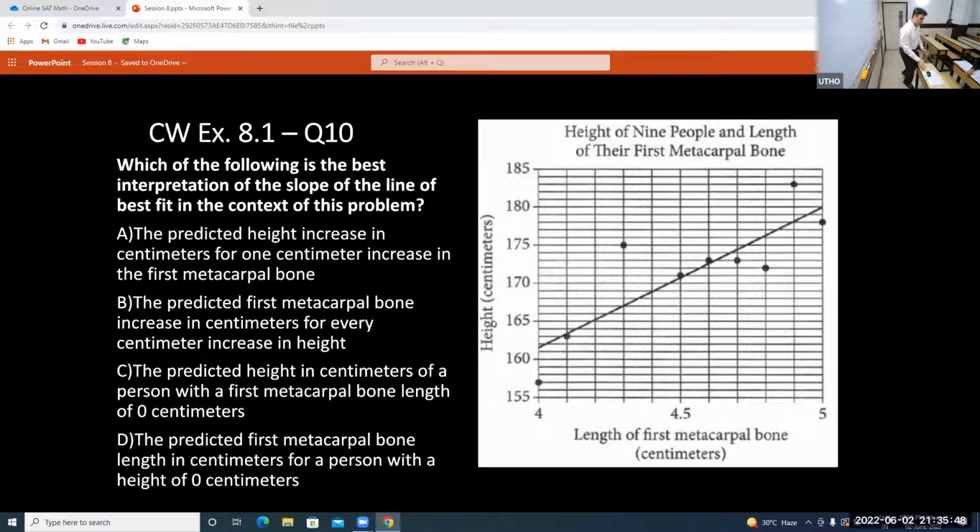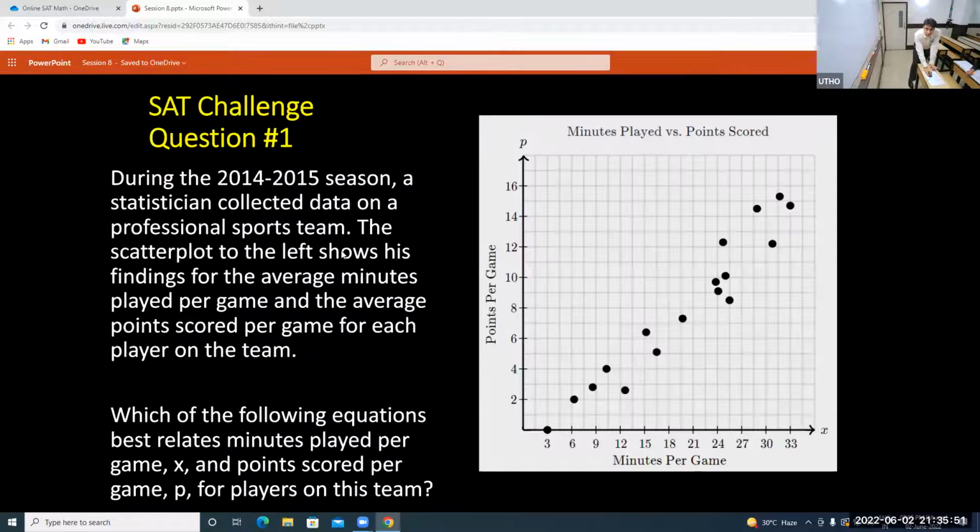Now we solve a problem जो कि आपकी बुक में नहीं है. This is one of the problems which comes from Khan Academy. Khan Academy challenge problem 1. I give you 1.5 minutes. Options आएंगे, आप पहले पढ़ लो, then options will also come. Minutes played versus points scored. Please note what is given on which axis. Let me know when you have read it.